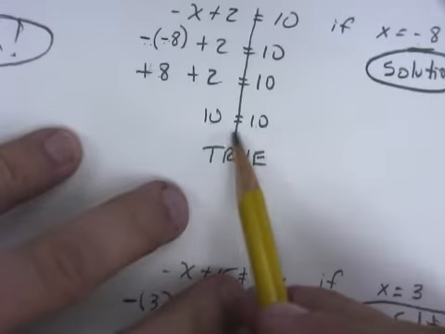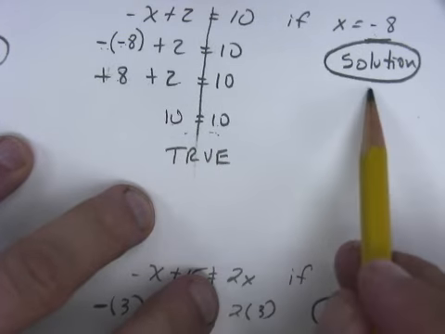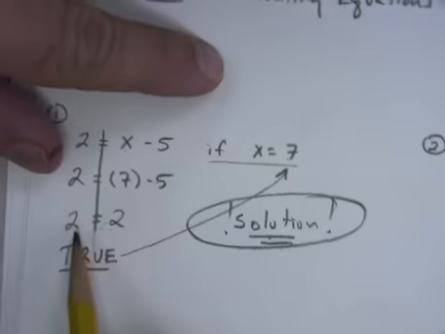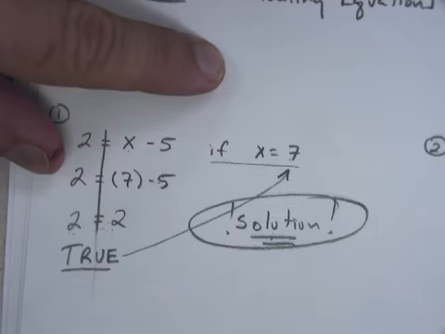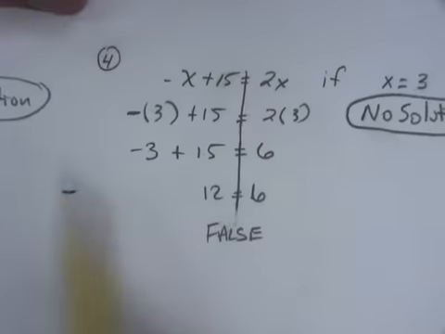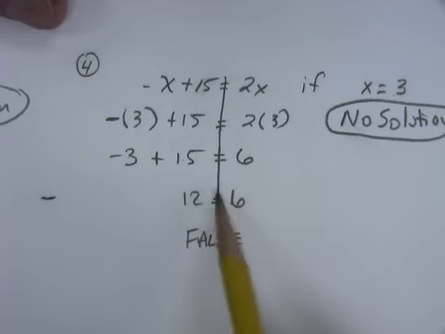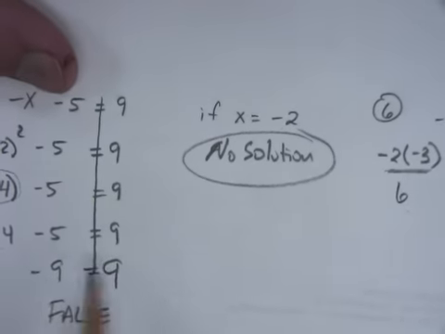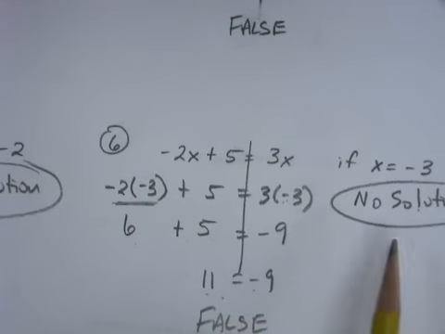So it's only a solution when these two numbers are the same. And that occurred right here. 10 and 10, solution. And right here, 2 and 2 was the solution. All the rest of these, negative 11 and 2, false, no solution. 6 and 12, no solution. Negative 9 and 9, no solution. And 11 and negative 9, no solution. There's lesson number 14. Good luck, and I hope this helps.